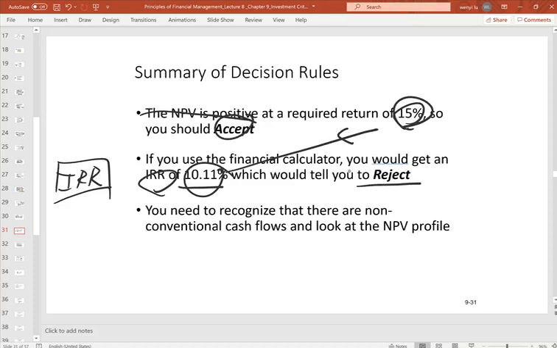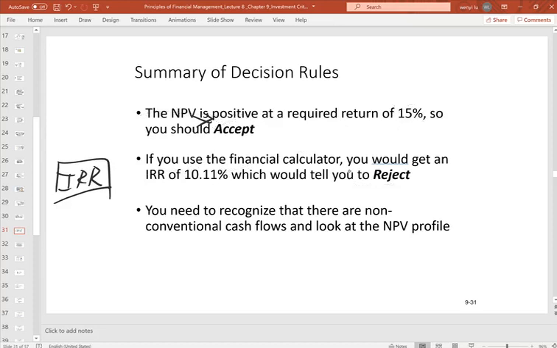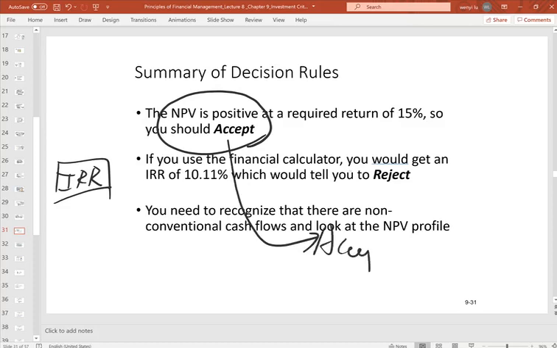So NPV will tell you to accept it, but IRR, in the opposite way, will tell you to reject this project. So which one will you follow? As I already summarized and concluded, we will follow our NPV method. So we will accept this project. If these two are in conflict, we will follow the NPV method.